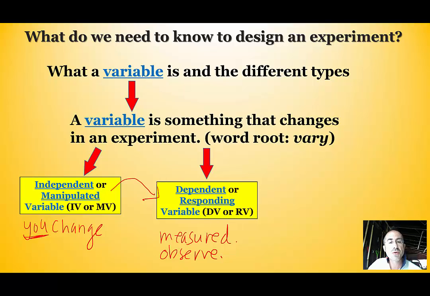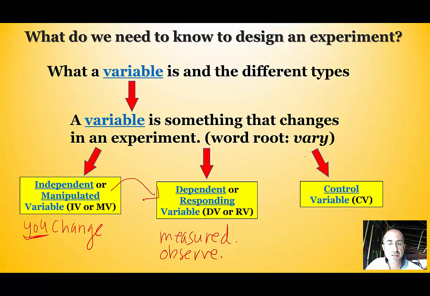Okay, so those are two of the three variables that we're going to see in a scientific experiment in our design. So what's the third one? Now, the third one is a control variable. A lot of times students mix this up with what's called a controlled experiment, and I'm going to talk about that in a little bit.